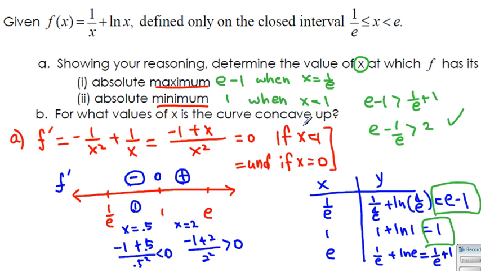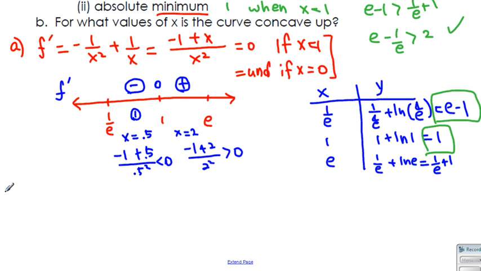Alright, now second part is, what values of x is the curve concave up? So concave up, that means that we are looking at the second derivative. So let us try to figure out the second derivative, and then it has to be positive. So looking at b, f double prime, the derivative of negative 1 over x squared becomes 2 over x cubed, and then here becomes negative 1 over x squared. Of course, when you combine them together, we get x cubed, and then here we have 2 minus x.